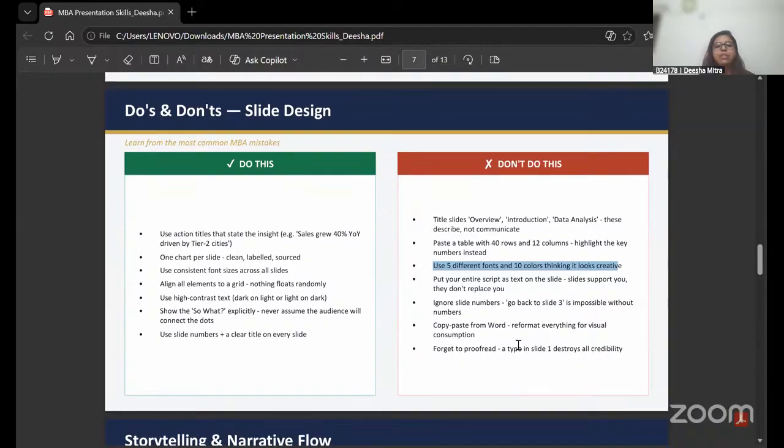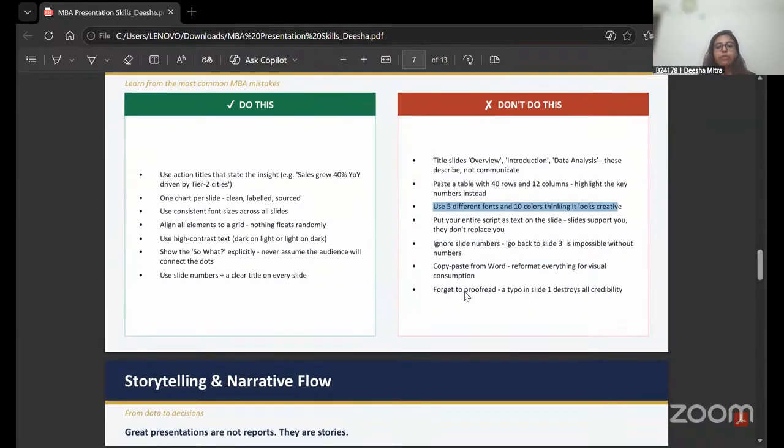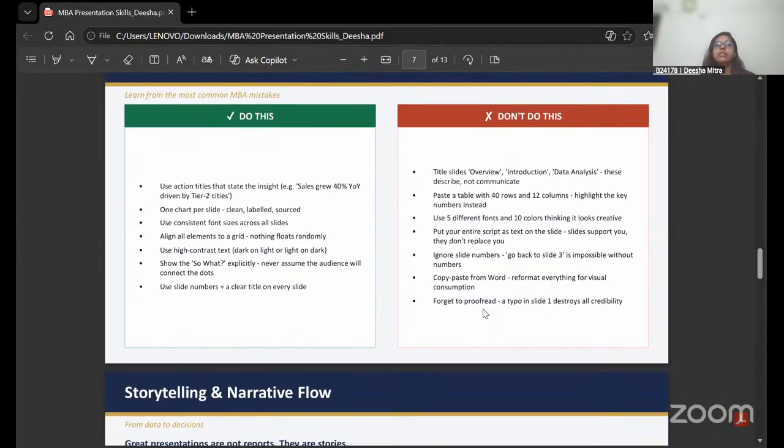So always keep these things in mind, and never forget to proofread, because nowadays most of our content is ChatGPT generated or Claude generated, right? And everyone knows that the content is ChatGPT generated. So in that case, it becomes even more important that you proofread your content multiple times before sending it across, right? So never forget to proofread.